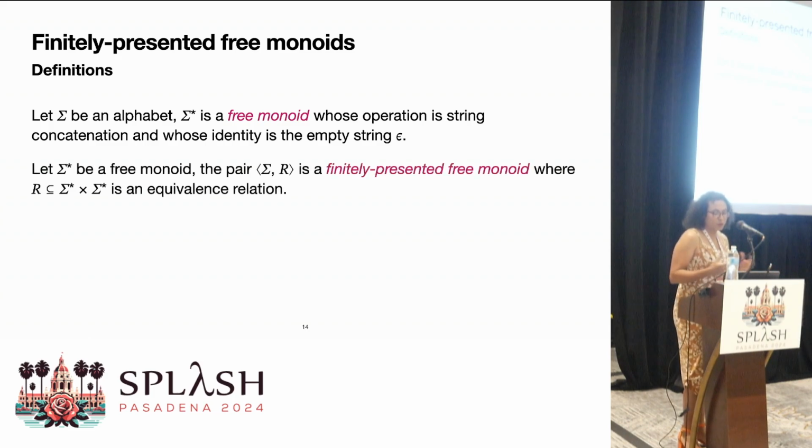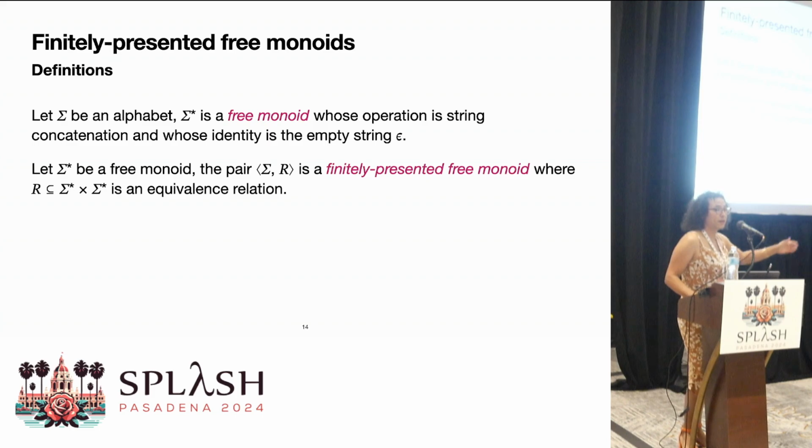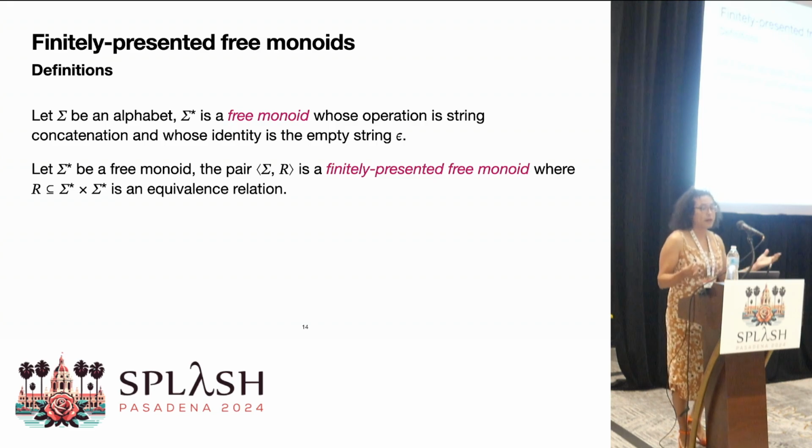Now we can use that to create a finitely presented free monoid, which can be thought of as a kind of quotient of this free monoid, and this is a pair of a free monoid and a congruence, so a relation that says that different elements of the free monoid might be equal. Well, they are equal. It's just a free monoid with a relation.